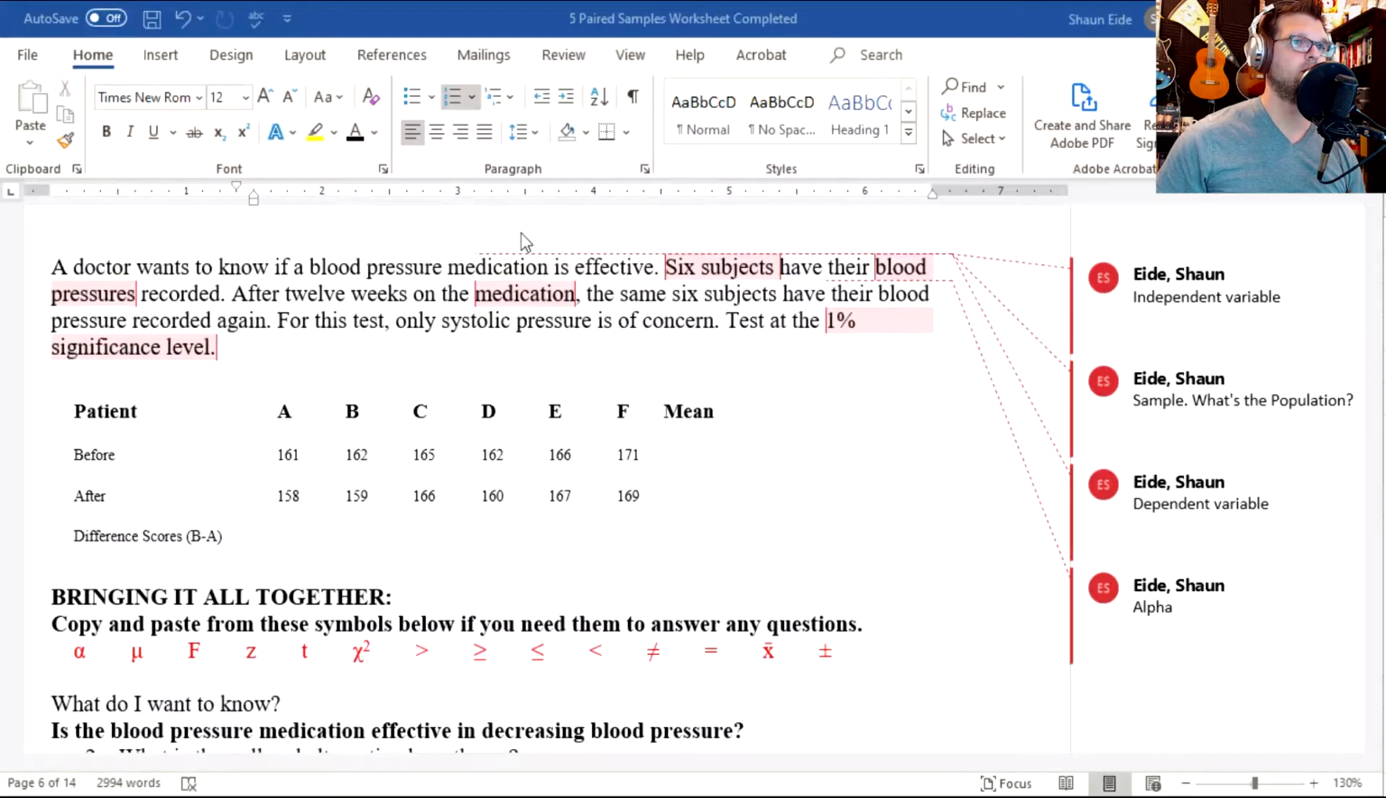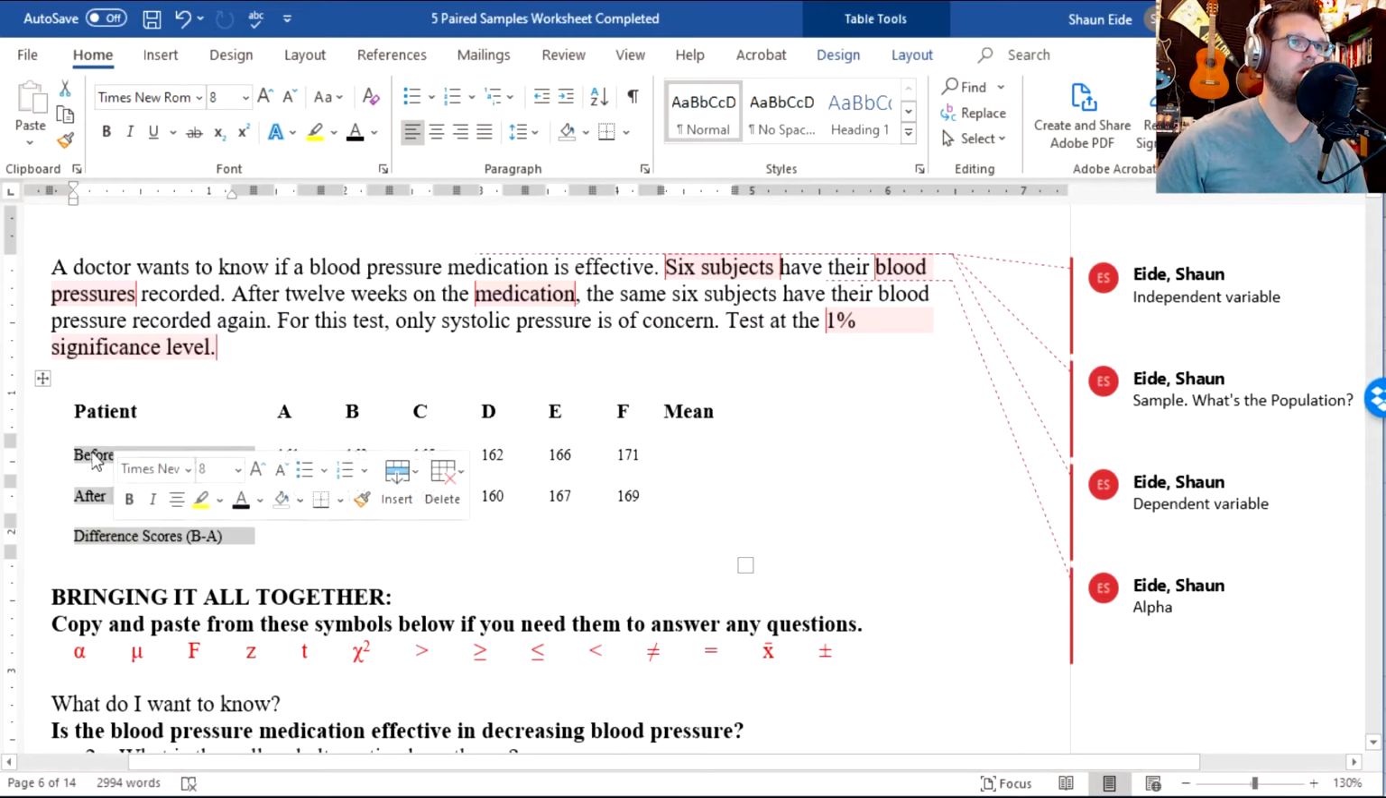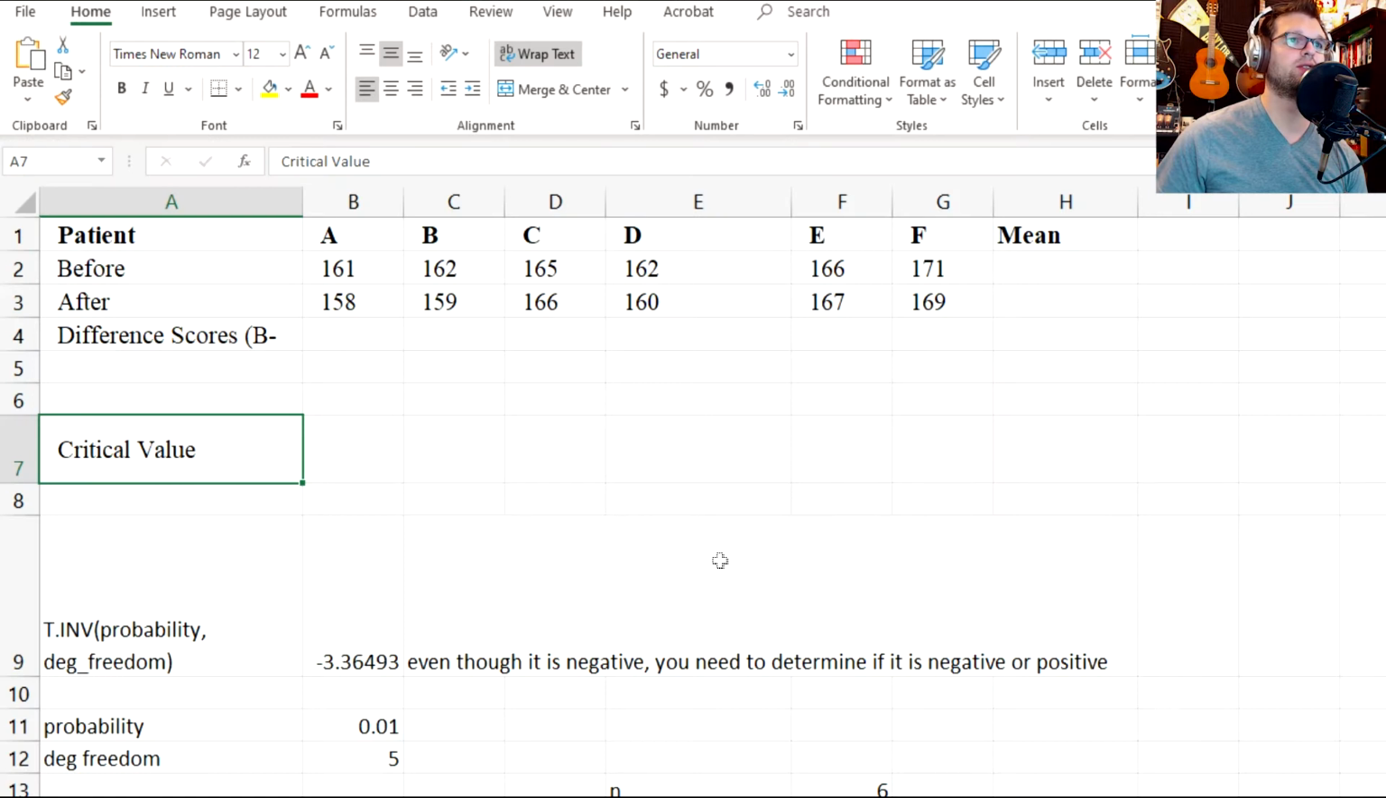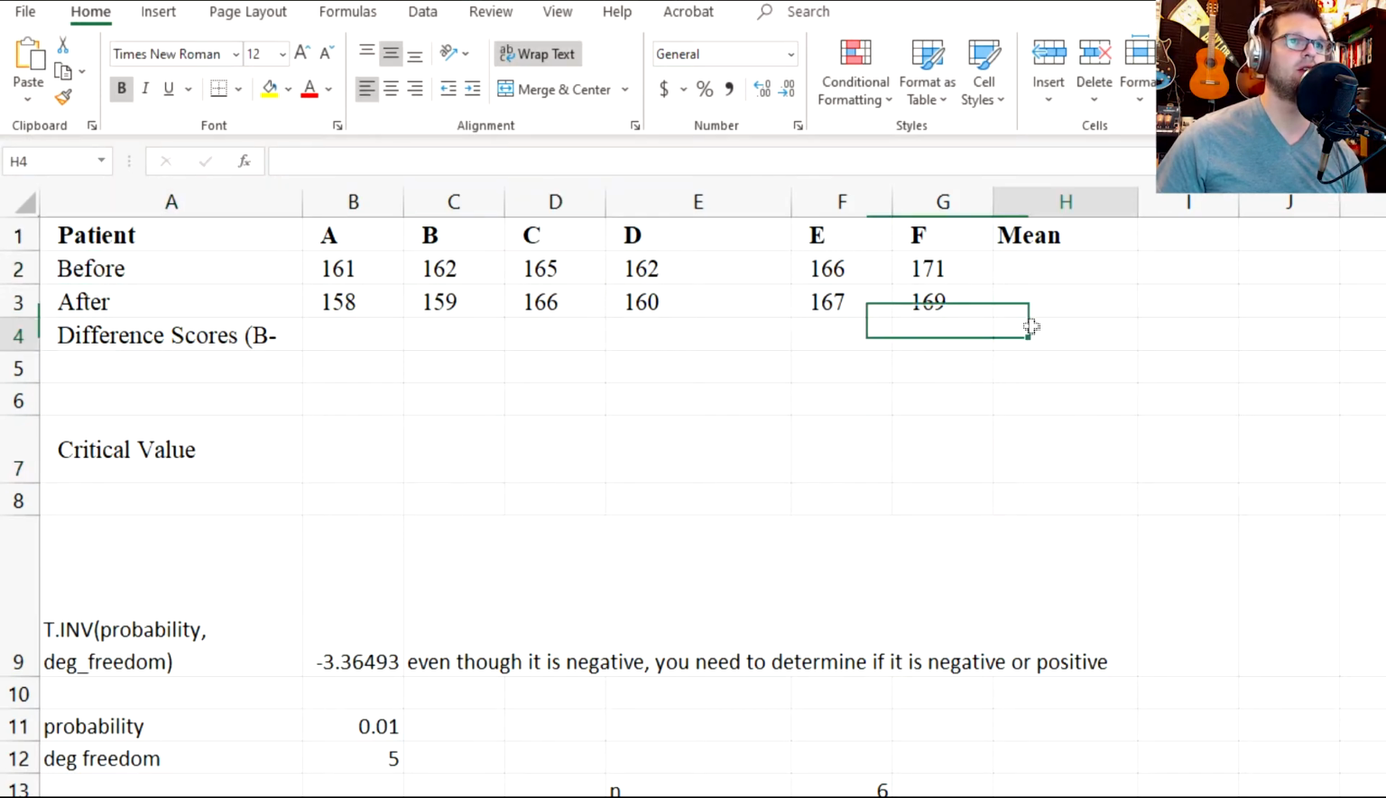Okay, now that we've determined what type of test we're doing, let's go ahead and do some of the calculations. So we are dealing with the before and after scores, and what we're going to do is just go right ahead and copy these, Control C, and I'm going to bring them right into Excel. I've got my fun little sheet right here, and I'm just going to paste them right in here.